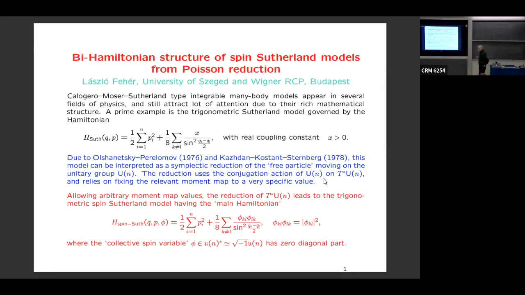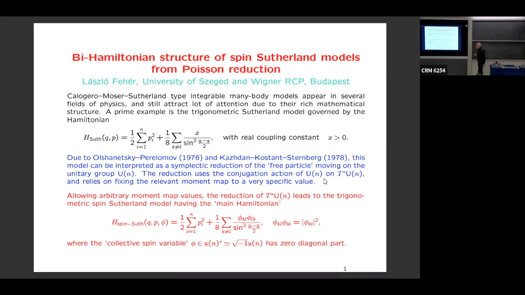Of course we all know about the Calogero model, the Sutherland model, and similar models, and the example of these Hamiltonian particles moving on the circle. Due to some classical works of Olshanetsky, Perelomov, and Kazhdan, Kostant, Sternberg in the late 70s, this was realized to be a shadow of geodesic motion on the U(n) group, by fixing the large number of constants of motion to a very specific value, fixing the moment map to a very specific value. And this is very, very influential work.